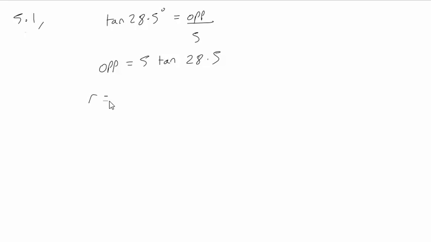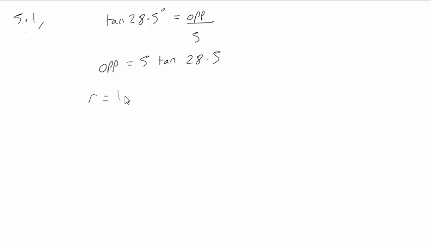In question 5.1, we're to show that the linear speed of the acrobats is about 4.5 meters per second. Well, from the diagram, firstly, we just verify that tan of 28.5 degrees is equal to the opposite over 5, the vertical distance from the platform to the acrobat. Therefore, the opposite, which is what we want to add to get our diameter, is equal to 5 tan 28.5.